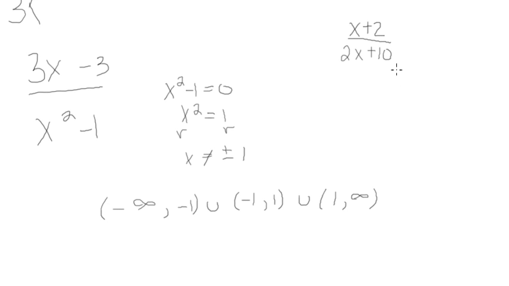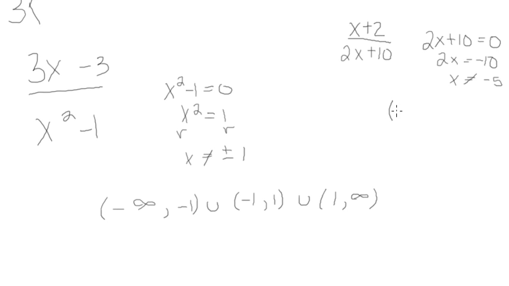So because we're looking for the domain, we know we cannot divide by 0. So we're going to have an error or an undefined when 2x plus 10 equals 0. So I write that equation and I solve it. So 2x equals negative 10. Divide by 2, x equals negative 5. Now again, this is actually what x cannot equal. So our domain is everything else.